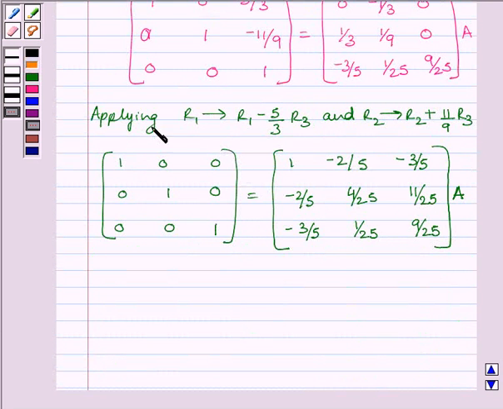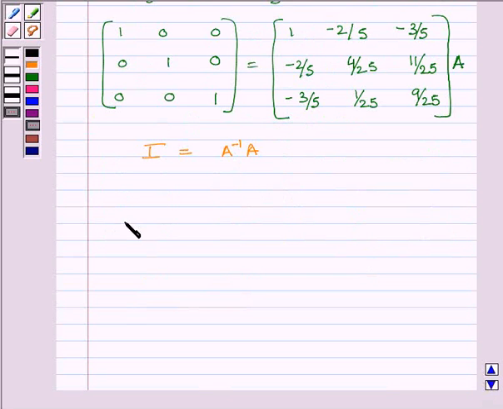Now, we have obtained the identity matrix on the left hand side. So, we will stop the elementary row operations here. Now, we know identity matrix is also equal to A inverse multiplied by A. Clearly, this is an identity matrix. Comparing these two expressions, we get A inverse is equal to this matrix.